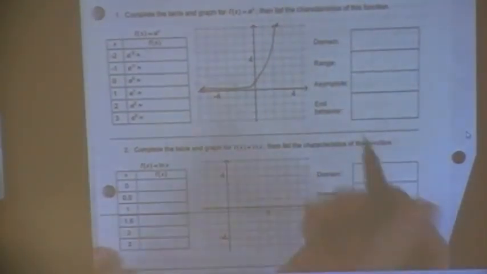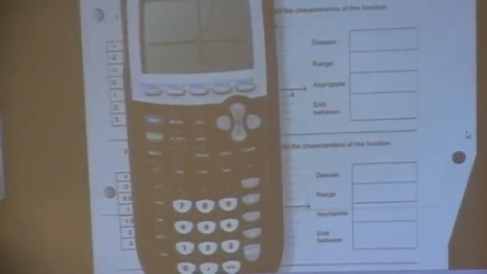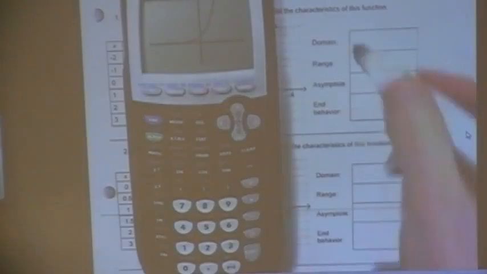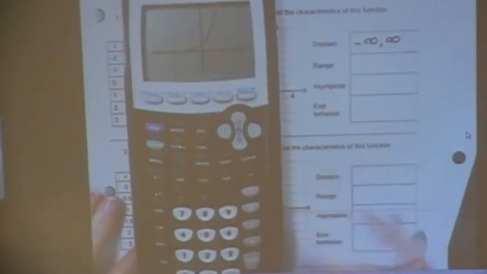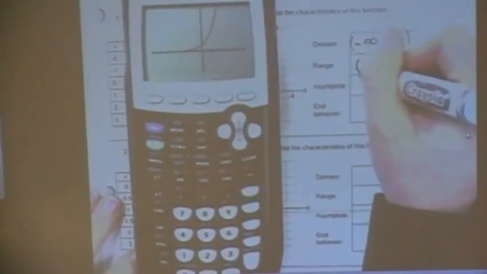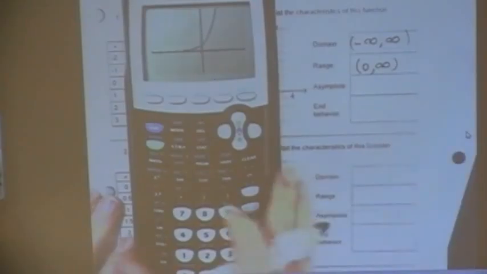So when you graph it, you probably do want to go ahead and put an arrowhead, just so that you know that it goes on forever that way. So your domain is negative infinity to positive infinity.